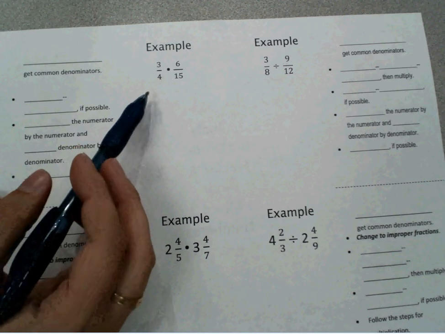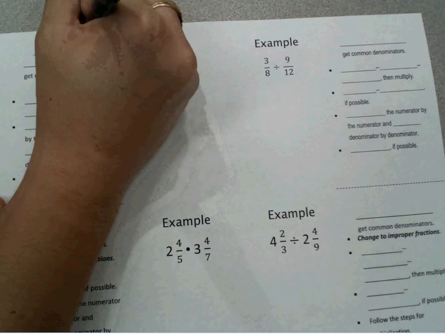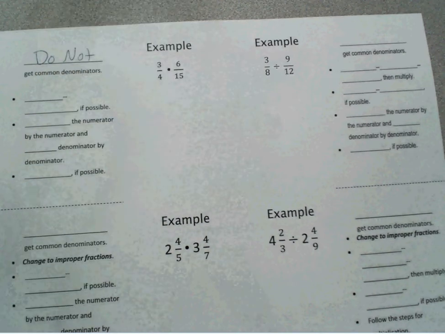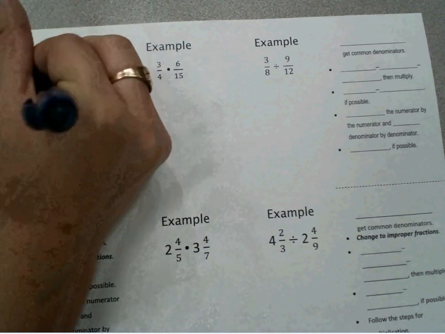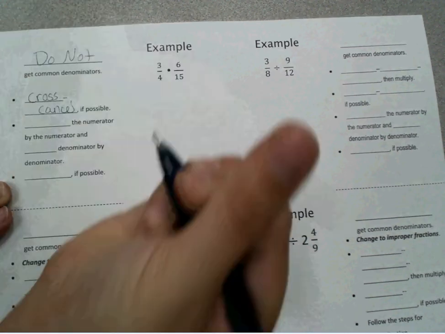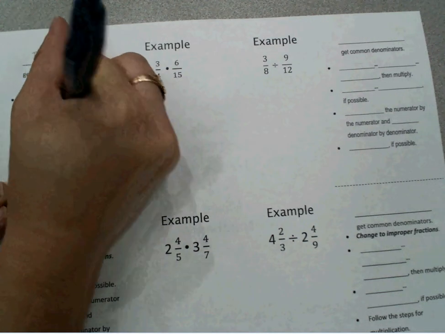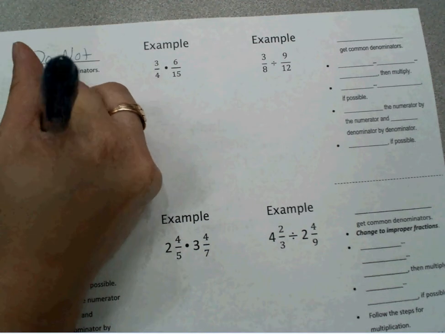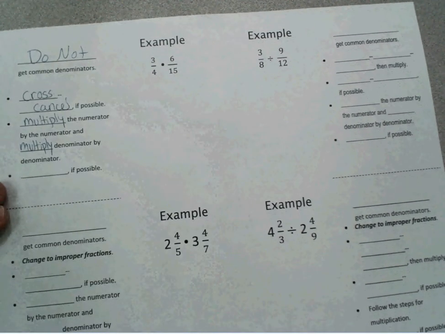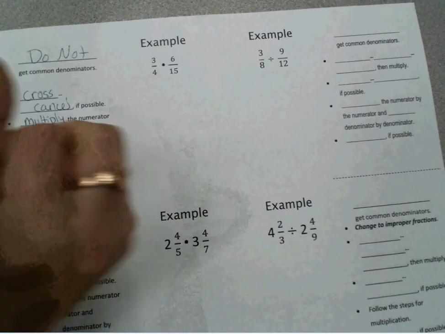So with multiplying, unlike adding and subtracting, you do not get common denominators. You do not have to do this. This is what makes multiplying a little bit easier than adding and subtracting. What you can do though is you can cross cancel if possible. Once you do that, you just multiply straight across. You're going to multiply the numerator by the numerator and multiply the denominator by the denominator. And then, just like adding and subtracting, you want to simplify if possible.